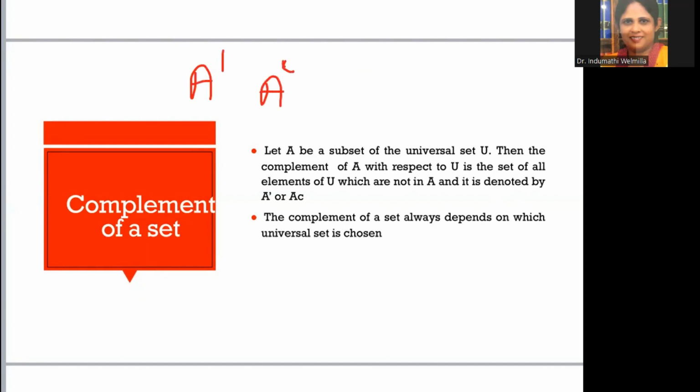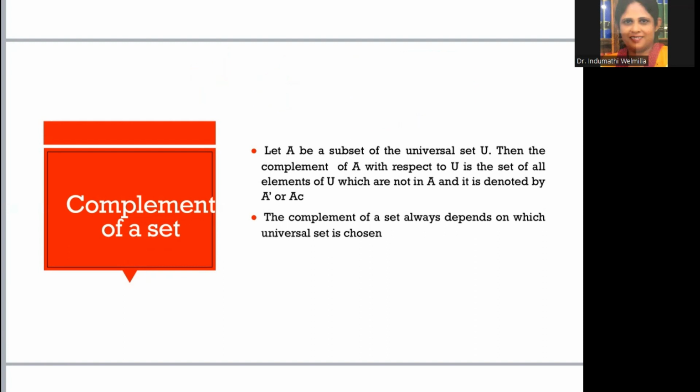See, like here. Okay. But remember, the complement of a set always depends on which universal set is chosen. Right? Based on the universal set, we define our complement of a set. We can show it in a Venn diagram, but I'll move to the Venn diagram later.